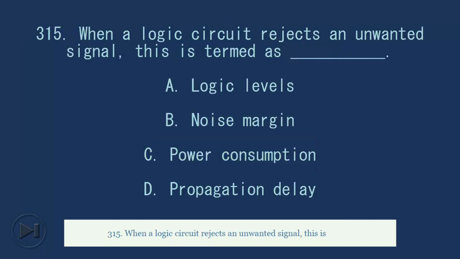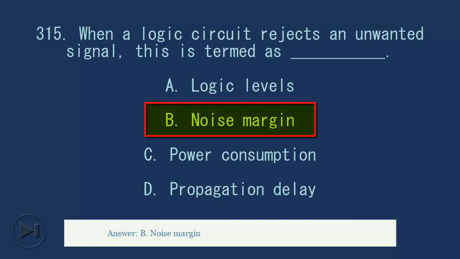315. When a logic circuit rejects an unwanted signal, this is termed as blank. A. Logic levels. B. Noise margin. C. Power consumption. D. Propagation delay. Answer, B. Noise margin.